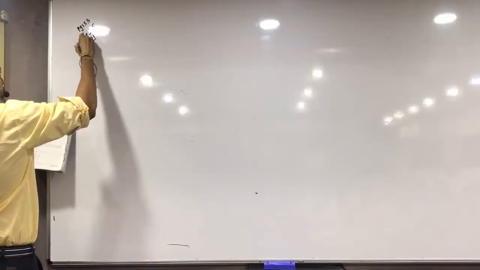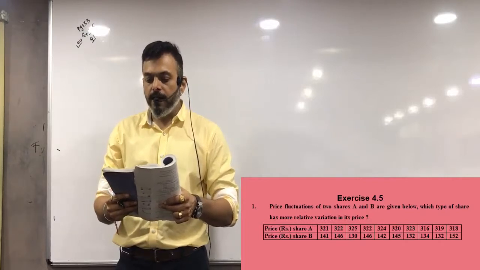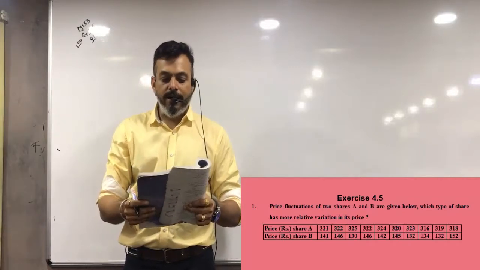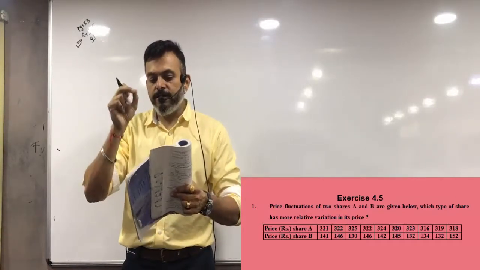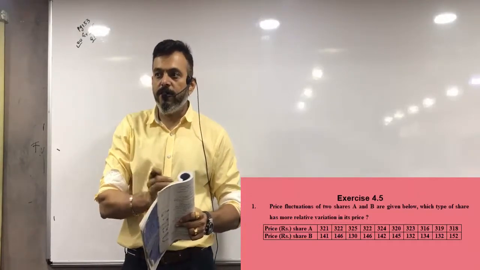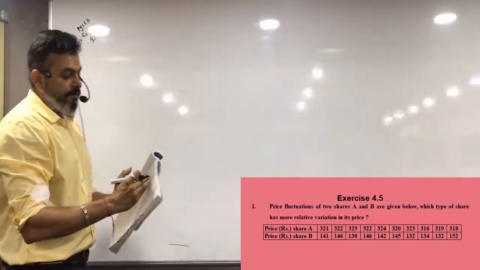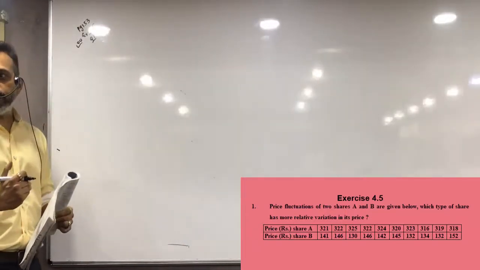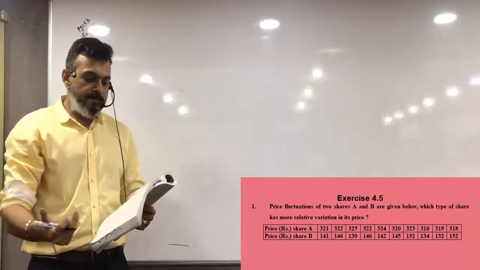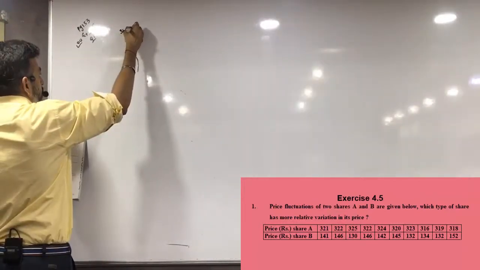Page number 153, exercise 4.5. Question 1, important for exam. Price fluctuation of two shares A and B are given below. Which share has more relative variation in its price? यानी कहाँ पे variation ज़्यादा है, dispersion ज़्यादा है, वो हमें find करना है. Okay. Now, whenever comparison is there, we have to find coefficient of variation. So we have to find the mean and the standard deviation. Let's first write the data of share A.